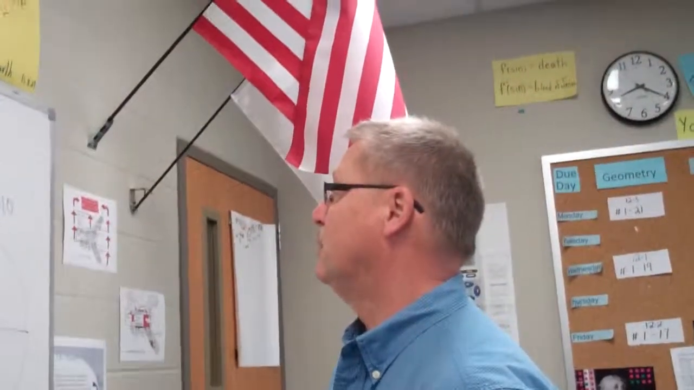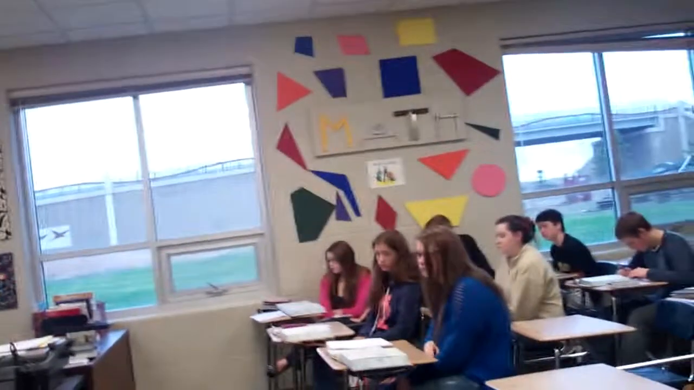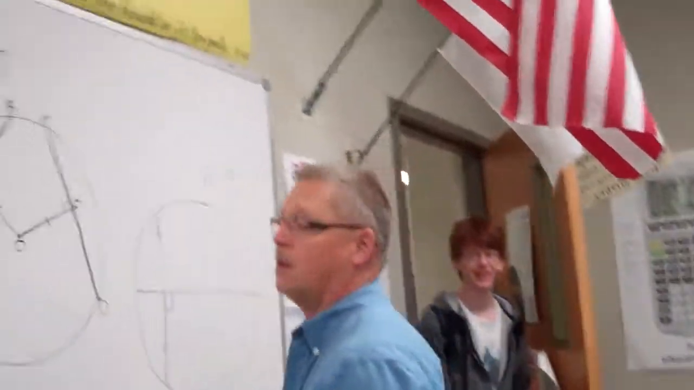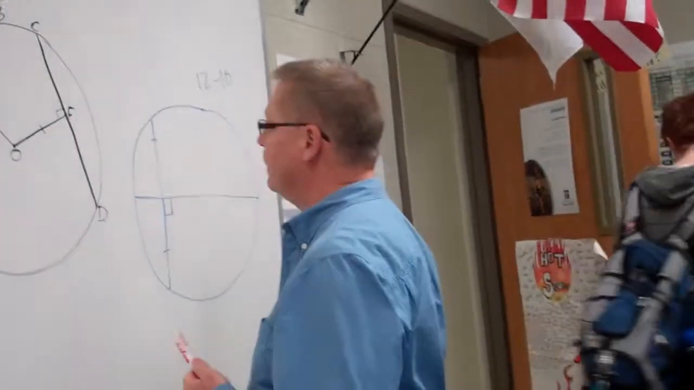12-7 is looking a little more exciting, Lauren. Will you read 12-7? Within a circle or in congruent circles, chords equidistant from the center or centers are congruent. This is what Lauren is saying.